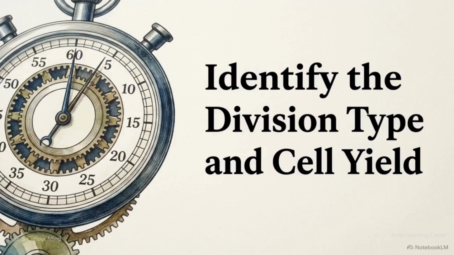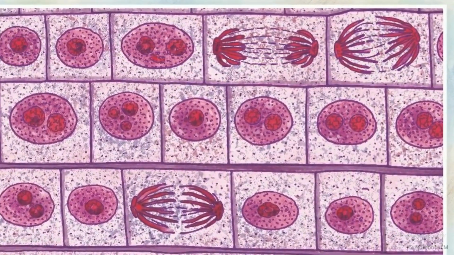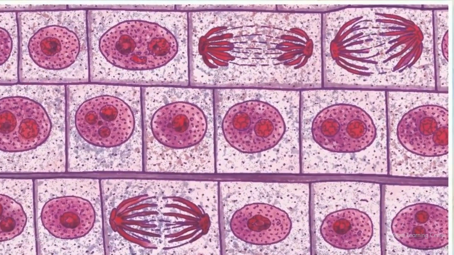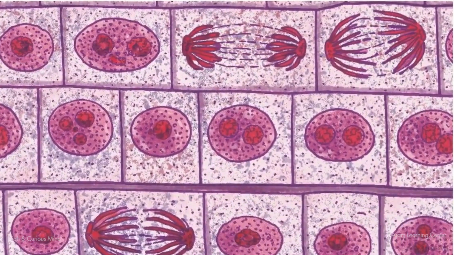Does a growing root tip use mitosis or meiosis, and how many cells does it produce? As this microscopic image of a dividing root cell shows, the chromosomes are splitting symmetrically into two identical halves. The root tip uses mitosis to grow, producing exactly two identical daughter cells.